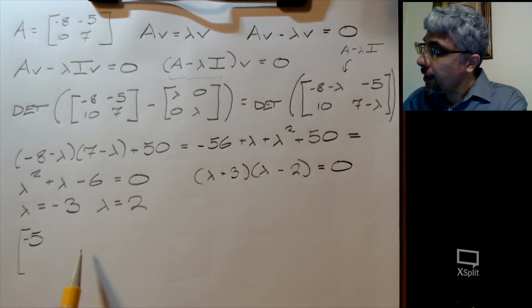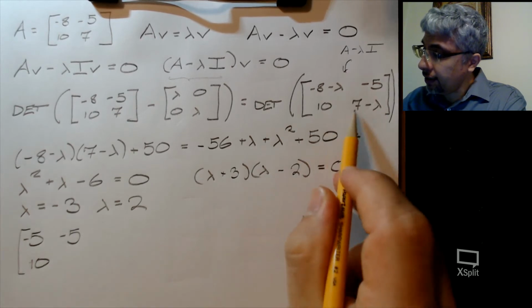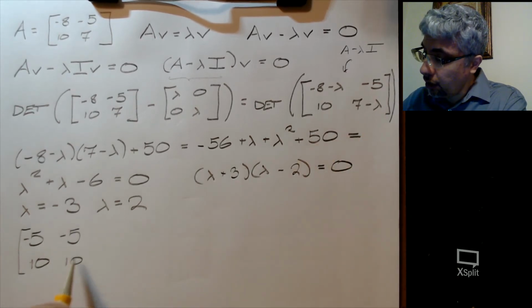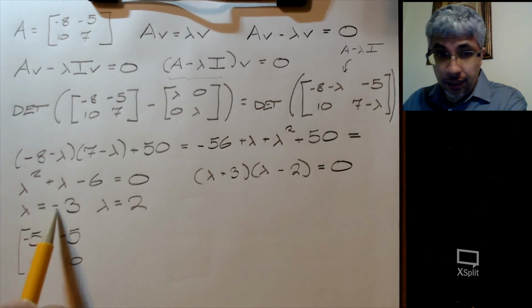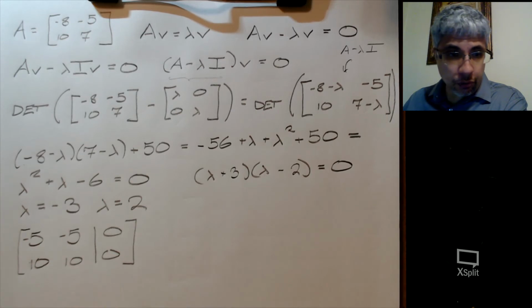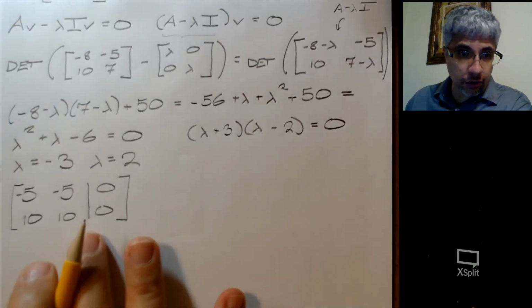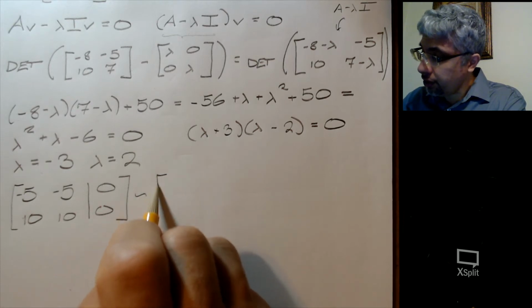minus 5. And then I have a minus 5 here, and I have a 10 here, and I have a 7 minus minus 3, which is 10. And that's what happens if we plug in lambda equals minus 3. But remember, I want to find the null space. So what I want to do is solve for this equation right here. Okay? Now, I want to row reduce.